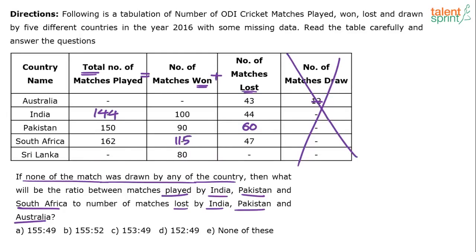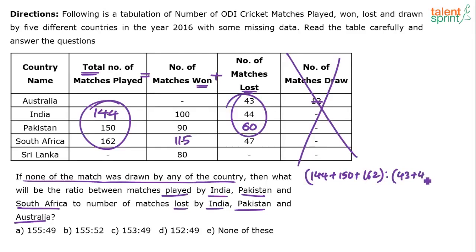Now, what is the ratio that we are looking for? Matches played by India, Pakistan and South Africa, this total. And number of matches lost by India, Pakistan and Australia. So India, Pakistan and Australia lost; India, Pakistan, South Africa played. So your answer should be 144 plus 150 plus 162 versus 43 plus 44 plus 60.